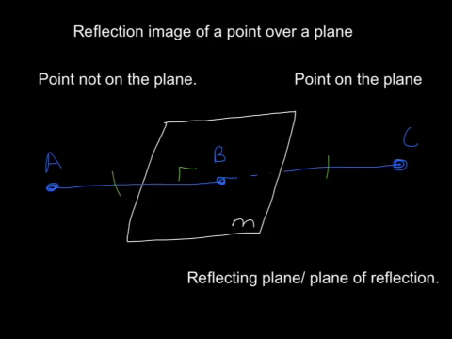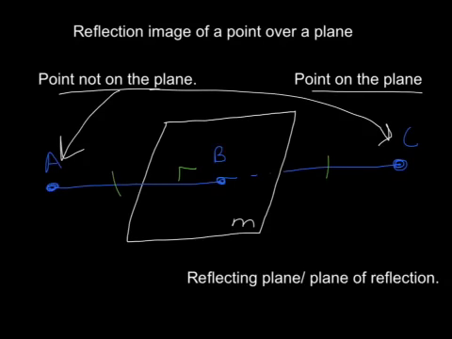A point on the plane would be point B. When point B is reflected over plane M, point B becomes the same point it was. So point B will be point B when reflected on the plane. So our points not on the plane would be point A and point C. The point on the plane is point B, and our reflecting plane or plane of reflection is plane M.